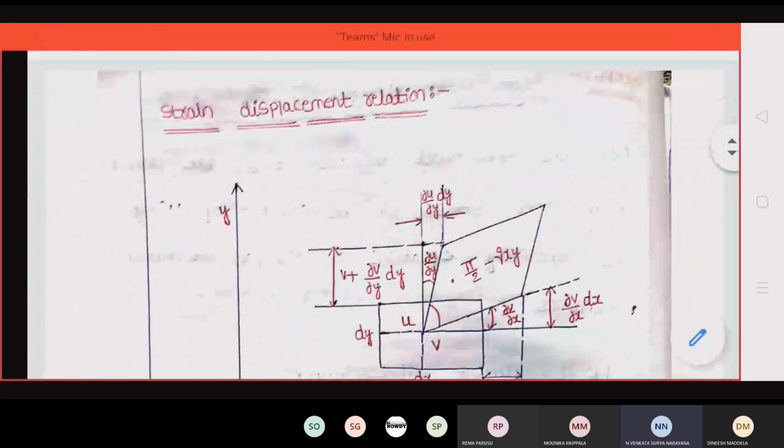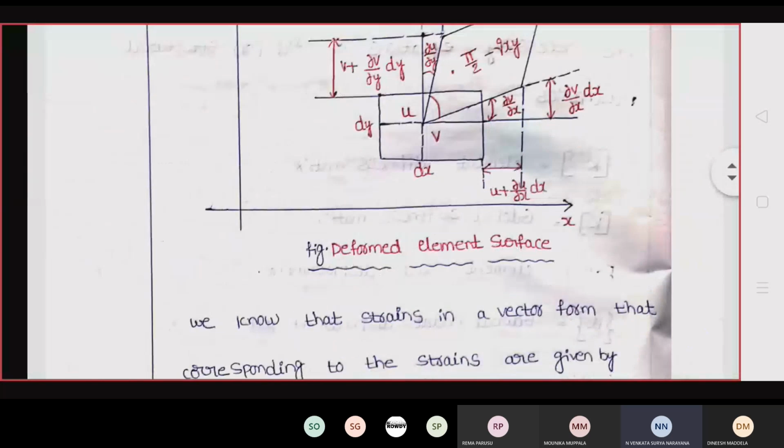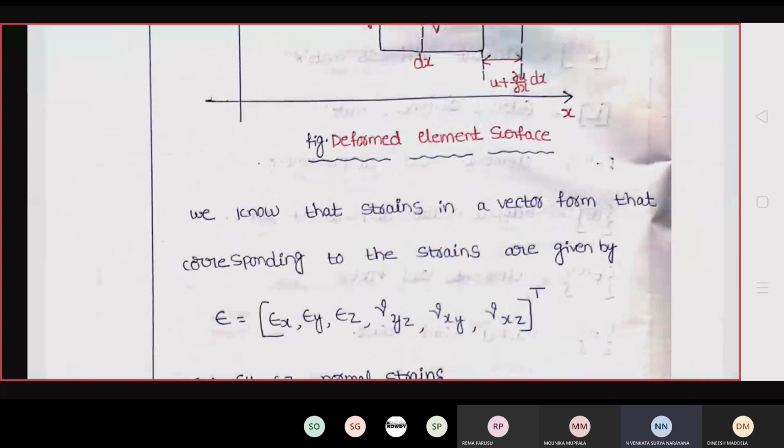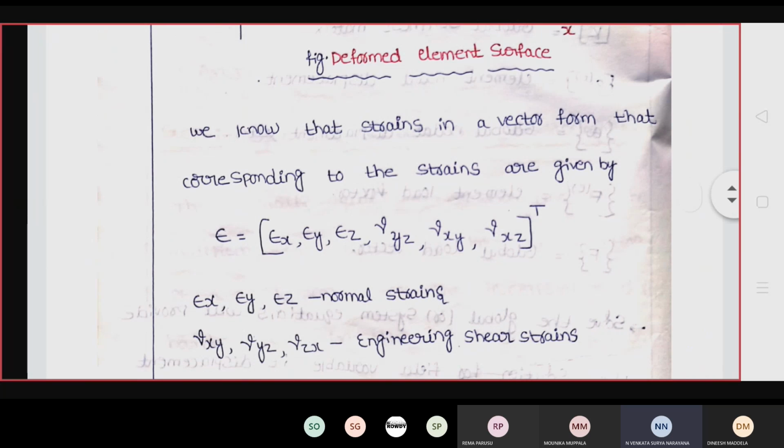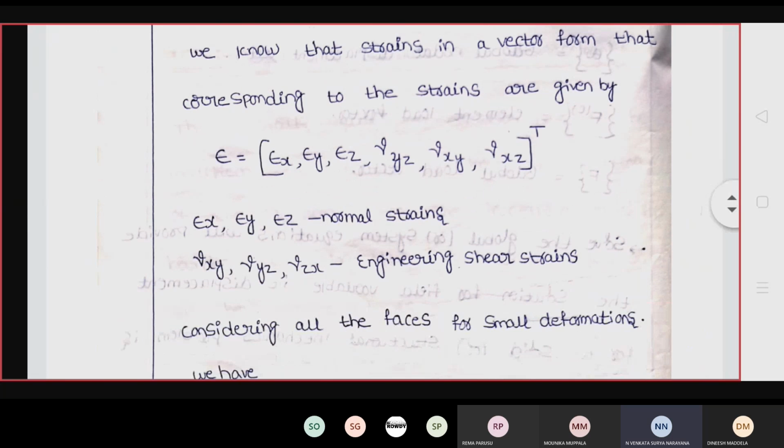For finding strain displacement relationship matrix, I'm writing and taking all strain relations. Already we know that normal strains are denoted by Ex, Ey, Ez, and engineering shear strains are gamma xy, gamma yz and gamma xz. For vector format, I am taking transpose here. Ex, Ey, Ez are normal strains. Gamma xy, gamma yz, gamma zx are nothing but engineering shear strains.